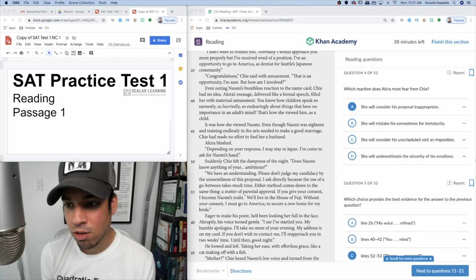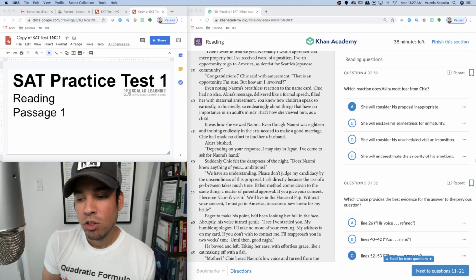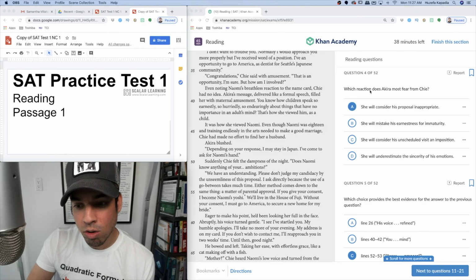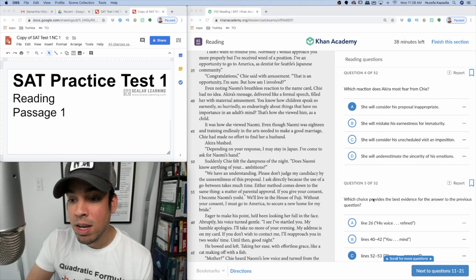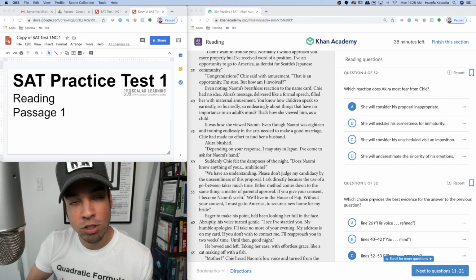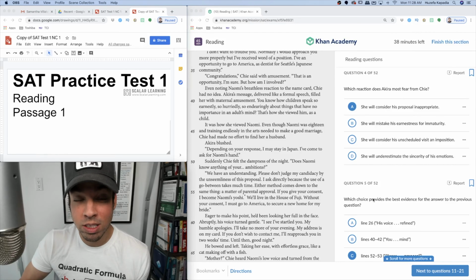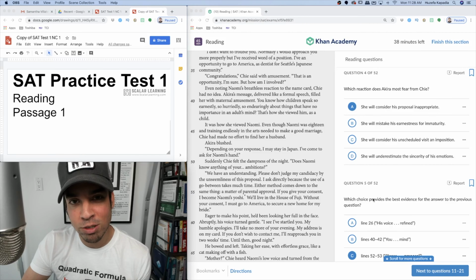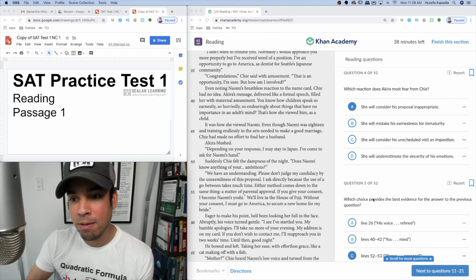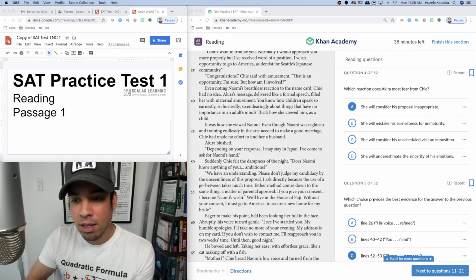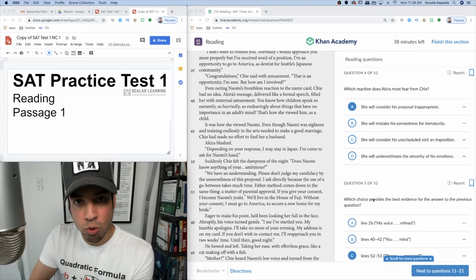Which reaction does Akira most fear from Chi? So this one is a kind of interesting one because it also is connected with question five. Because in question five, then you're asked to show the support for where you're getting question four. These are really great pairs of questions because you can almost double check your rationale. So let's say you make a choice in A. You can go through and be like, hey, do I actually find support in one of these four choices for it?